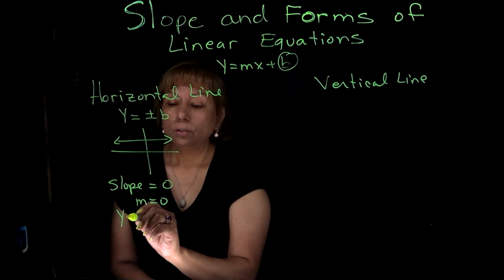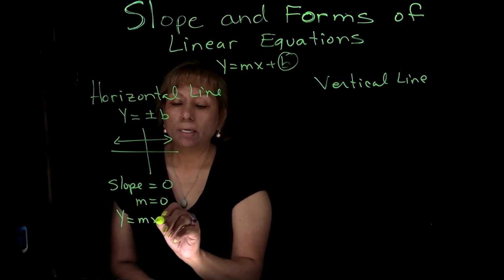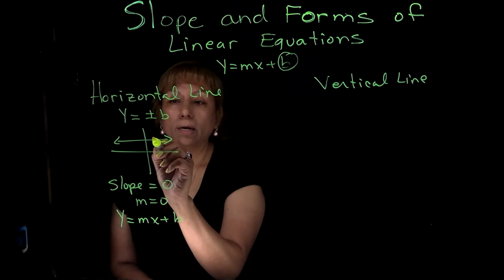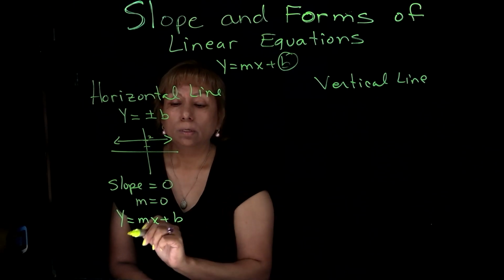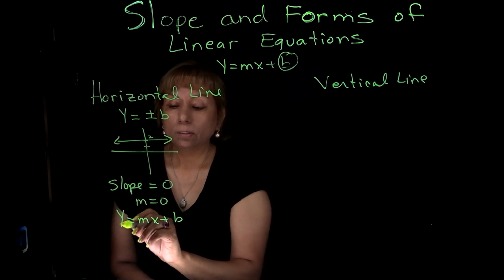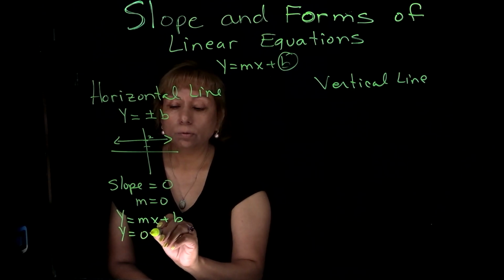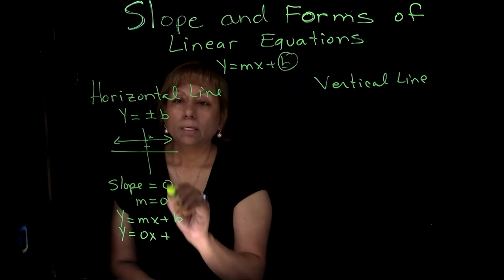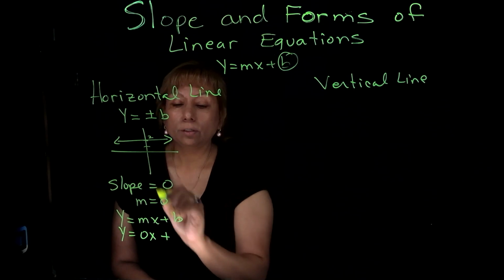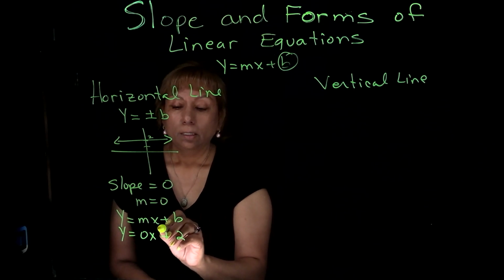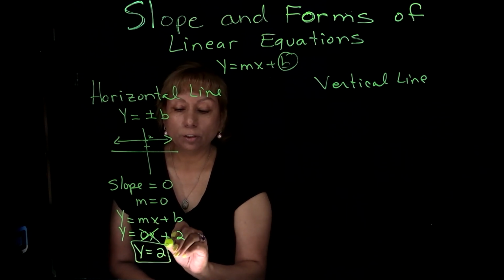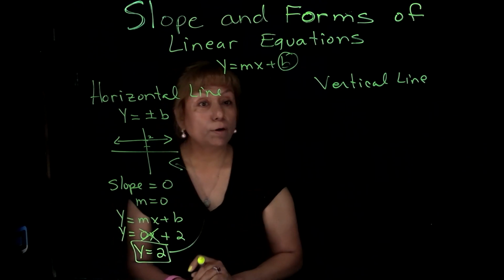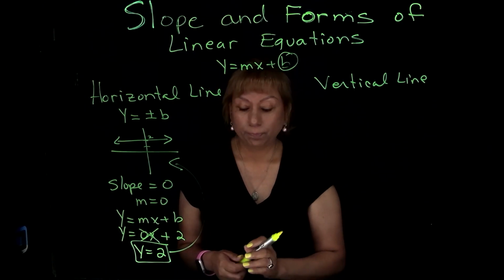If I plug it into my equation, y equals mx plus b, wherever the line crosses, we'll make up a number right here. We'll say 2. That means this would be y equals 0 times x plus b, where b is the y-intercept, 2. The 0x falls off, so we're left with y equals 2. That would be my equation of this graph right here. That would be a horizontal line.